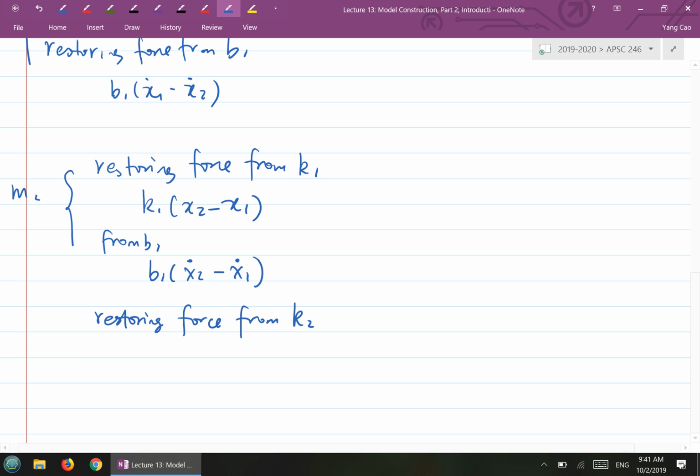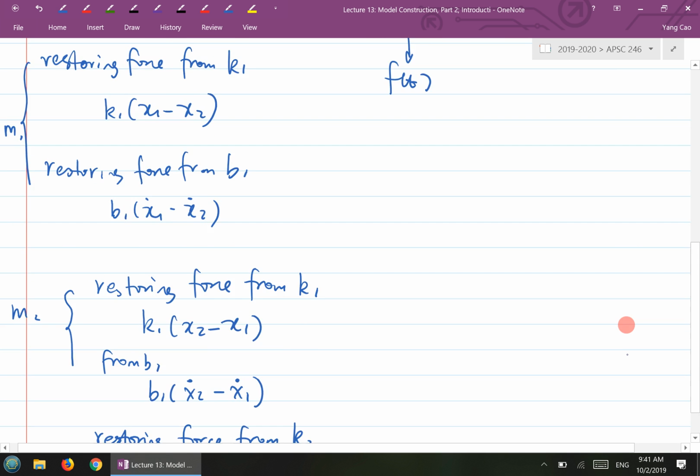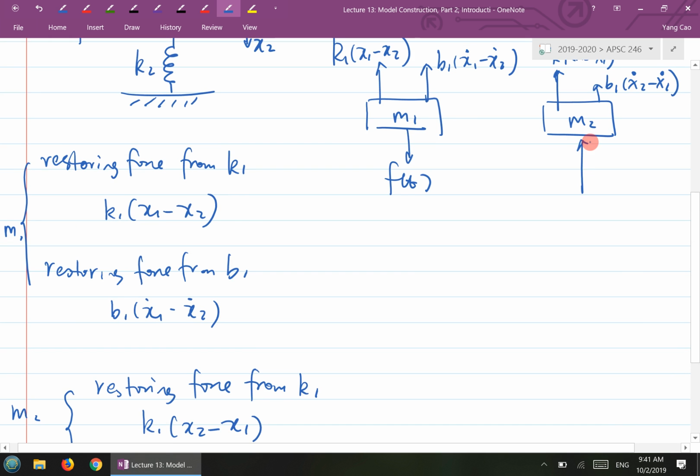Okay. And for K2, it's one end is free and the other end is fixed. So the K2 will be simply K2 times x2. And this K2 x2 is also to the opposite direction of x2. So you should draw this force in opposite direction. You can write it at the bottom here, that's fine. K2 x2. So all of the three restoring forces are in the opposite direction of x2.